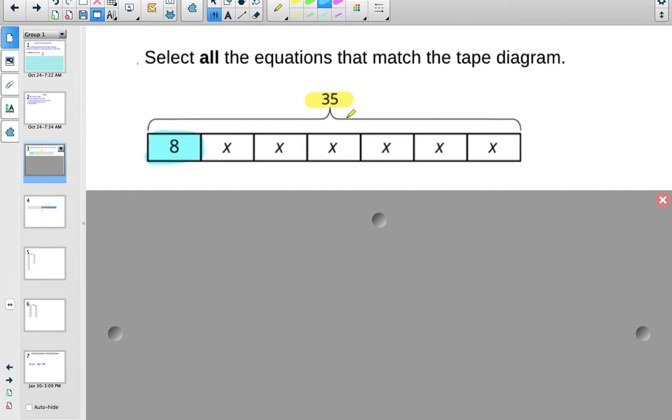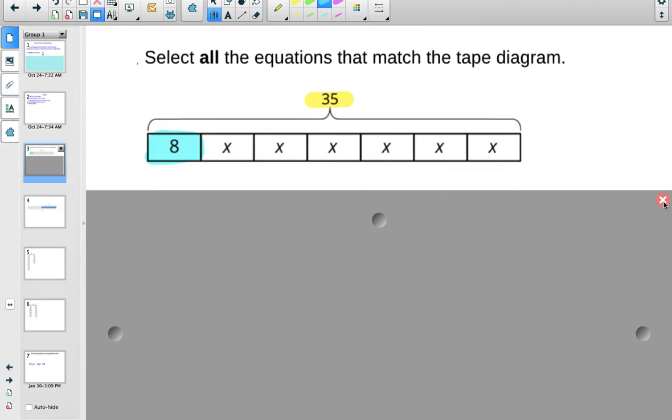Now you could sit here and guess and check. Let's go with 2, for example. 2, 4, 6, 8, 10, 12, and 12 plus 8 is 20. Nope, that doesn't equal 35. So then you can go 3. 3, 6, 9, 12, 15, 18, and 18 plus 8 is not going to equal 35 either. That eventually will give you the answer.